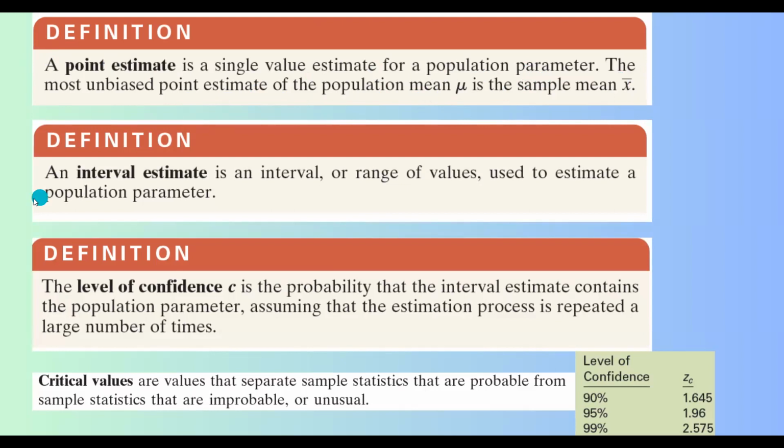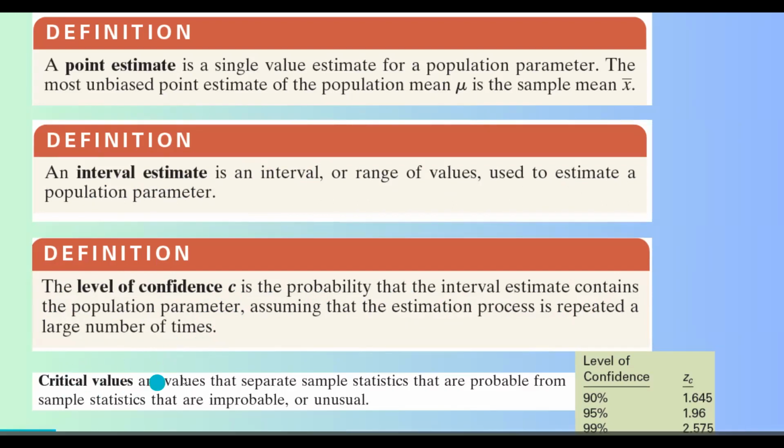In the next definition, we have the interval estimate. An interval estimate is an interval or range of values used to estimate a population parameter like the population mean. Remember that we try to find a range of values that are very close to the population parameter. That's why we use the confidence interval. What was the definition of level of confidence? The level of confidence, C, is the probability that the interval estimate contains the population parameter, assuming that the estimation process is repeated a large number of times.